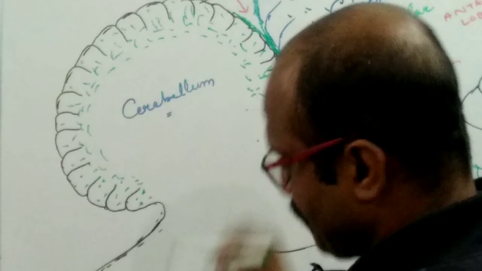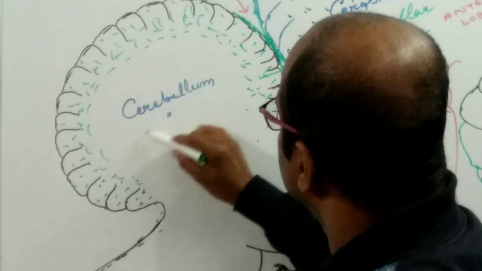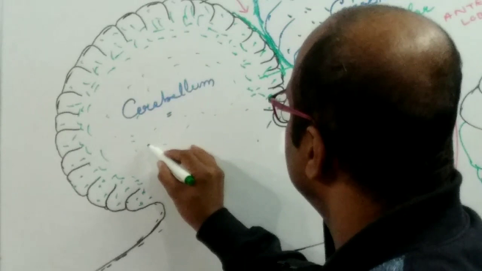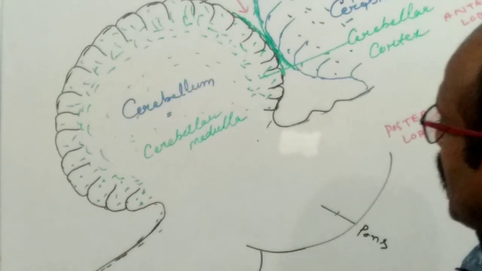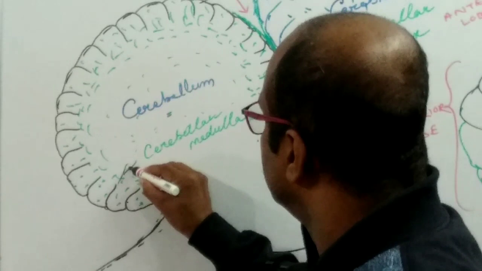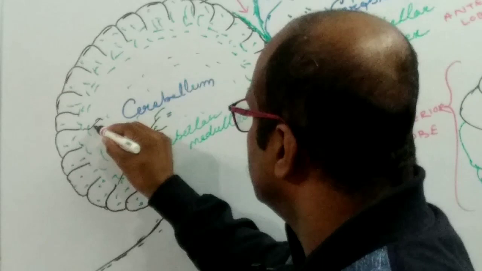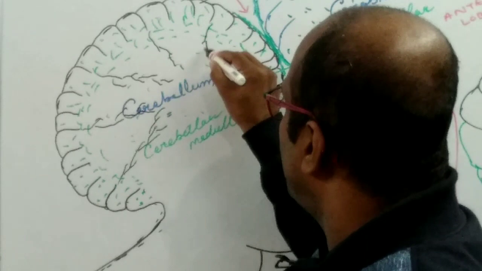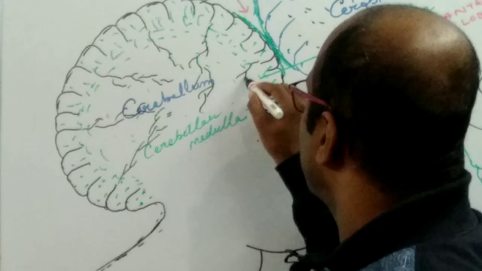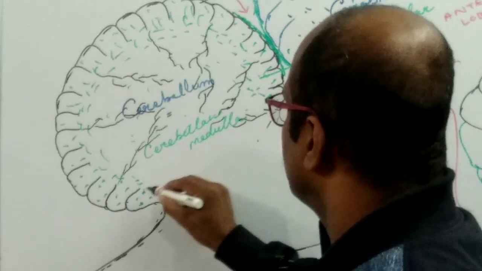Inner to the cerebellar cortex, this region is known as the cerebellar medulla. The cerebellar medulla contains the branching fibers of white matter, and it looks like the branches of a tree. That's why such fibers are known as the arbor vitae.